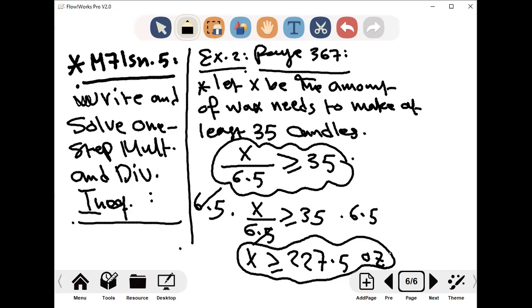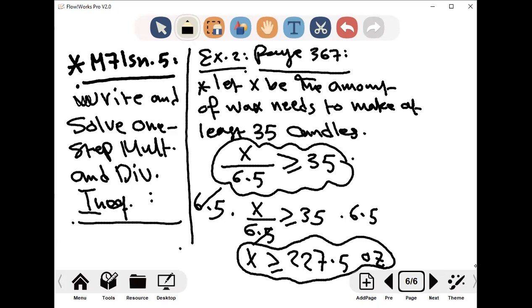If she bought exactly 227.5, she will make exactly 35 candles. Got it? Which is acceptable also because we have the equal sign. Do you understand it? Are you sure? Good. Yes. She wants to make at least 35 candles.